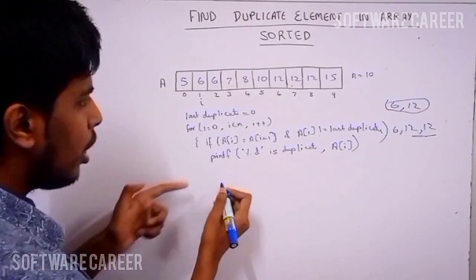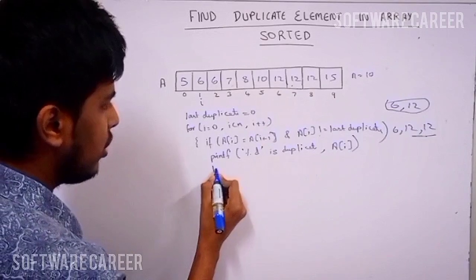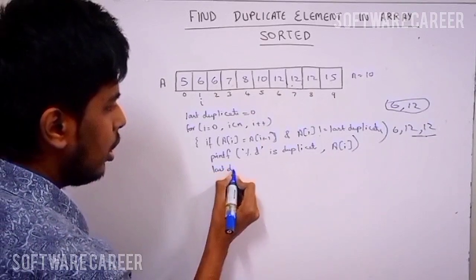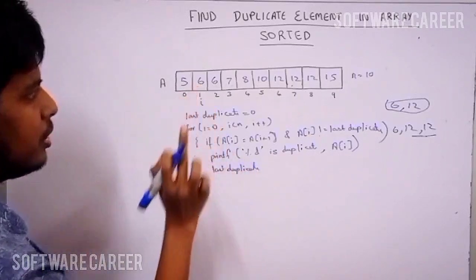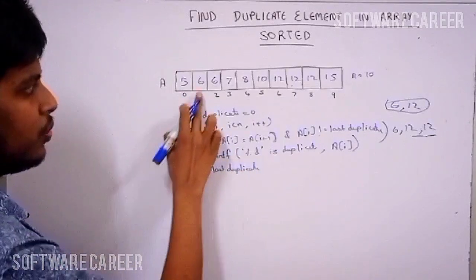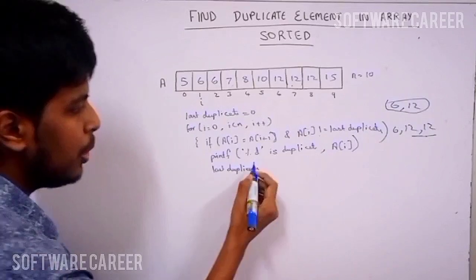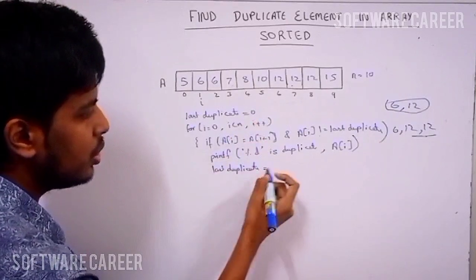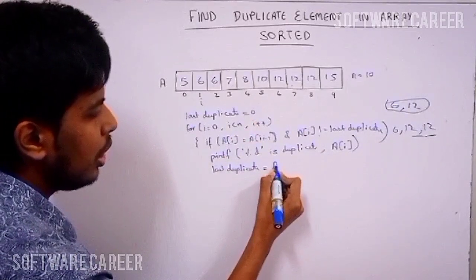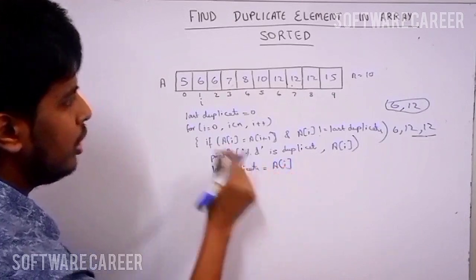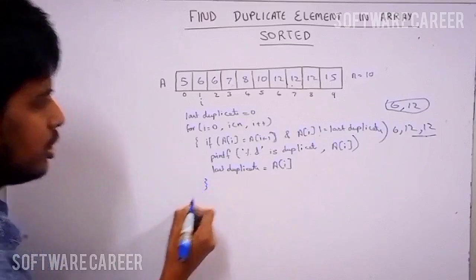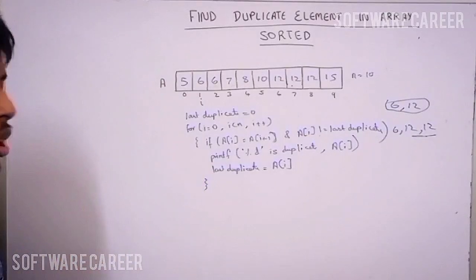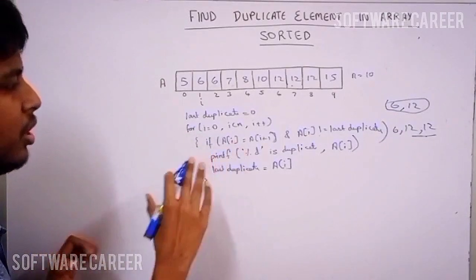Now after this you should update last duplicate value. Now in this case last duplicate is 6 because 6 is duplicate, it's found first, so you are mentioning duplicate is 6. Before it was 0, now it's 6. So last duplicate is equal to a of I. This is a of I, so you should mention it. Now this is the code for finding a duplicate element in sorted array.